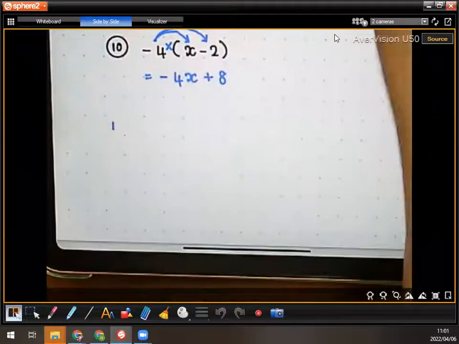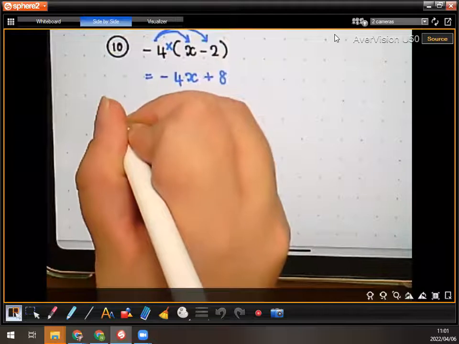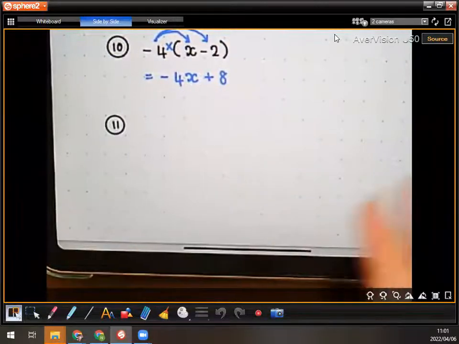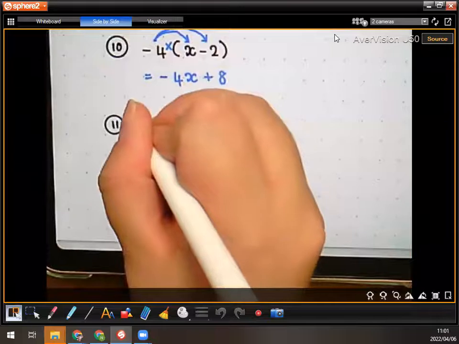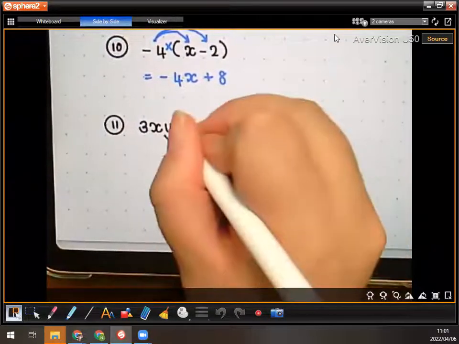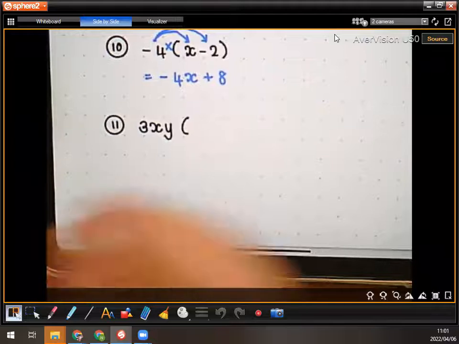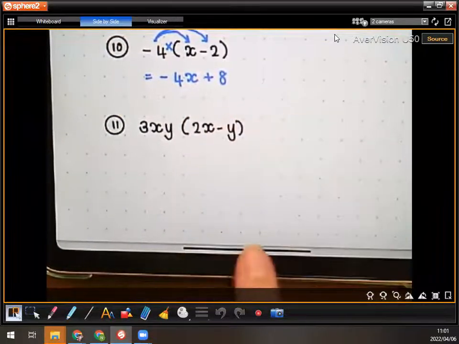All right, 11 is going to be a bit more complicated. Same concept, same method, but we're going to do a more complicated multiplication now. So now we have 3xy, and then in the bracket we have 2x minus y.